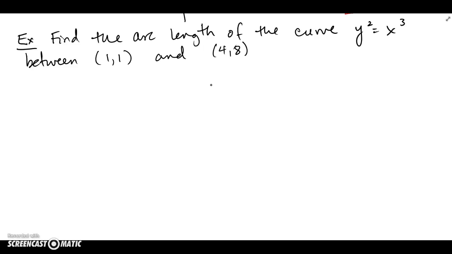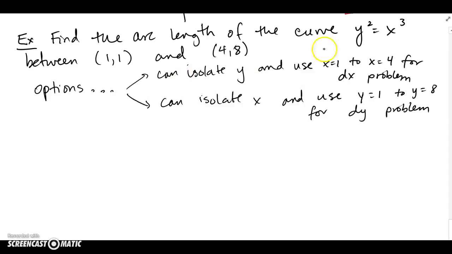So I have options. My options are that I can isolate y here and use x from 1 to 4 and set up a dx problem and find my arc length. Or I can isolate x, because that's also easy to do here, and then have my y values from 1 to 8 and do a dy problem. And regardless of which I use, I better get the same arc length. So let's go ahead and try both. Sometimes one ends up being an easier integral to evaluate rather than the other, but we'll set up both and see where it takes us.